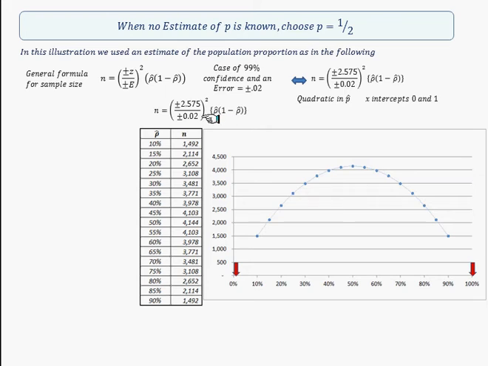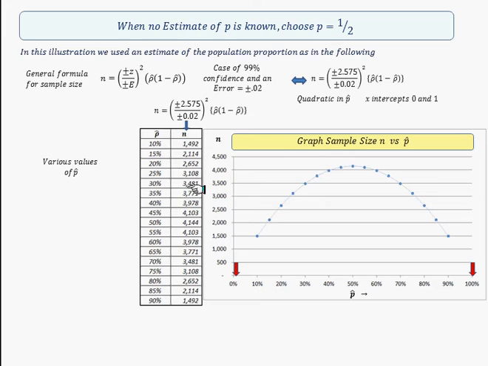And we're going to calculate the sample size n for various values of p hat, and you see them coming on the screen here now. This is a graph here. And for p hat equal to 20%, n is 2652. Now we're just substituting these in that formula.